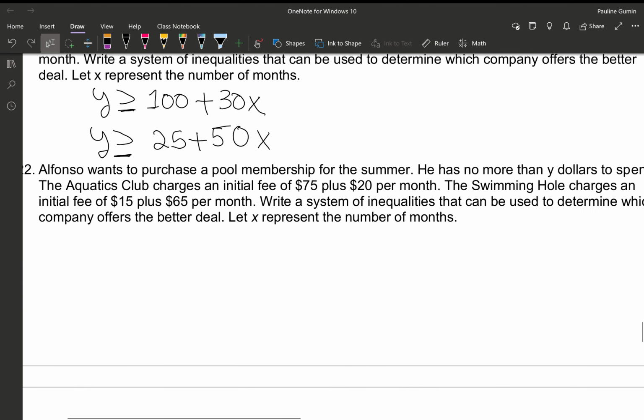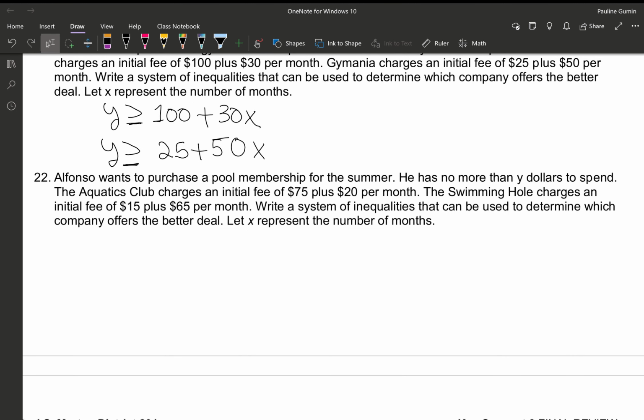22. Alfonso wants to purchase a pool membership for the summer. He has no more than Y dollars to spend. The aquatic club charges an initial fee of $75 plus $20 per month. The swimming hole charges an initial fee of $15 plus $65 per month. Write a system of inequalities that can be used to determine which company offers the better deal. Let X represent the number of months. Okay?